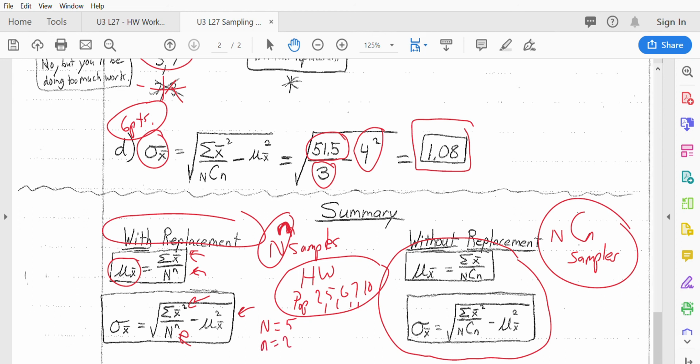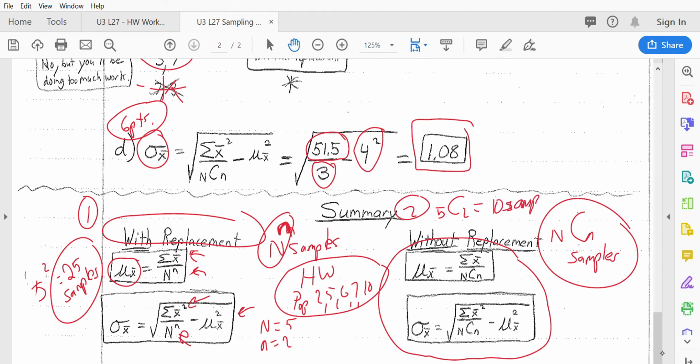So I'm just going to give you a tip. Number 1 on your homework is with replacement. Number 2 on your homework is without replacement. So for number 1, you're going to have 5 squared, or 25 samples. You're going to make a list of 25 samples. And for number 2, there's going to be 5 C 2 samples, and 5 C 2 is 10 total samples.